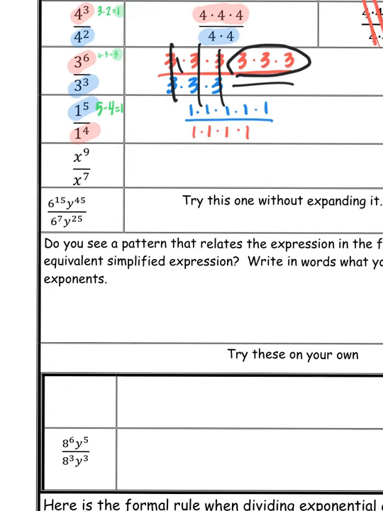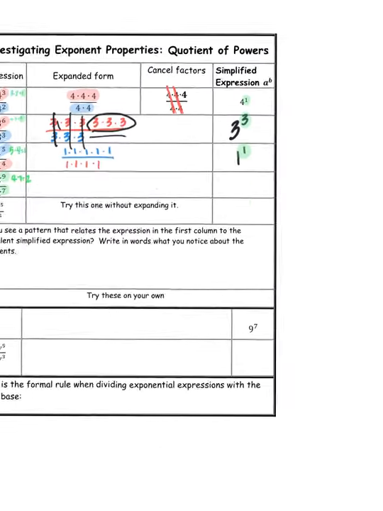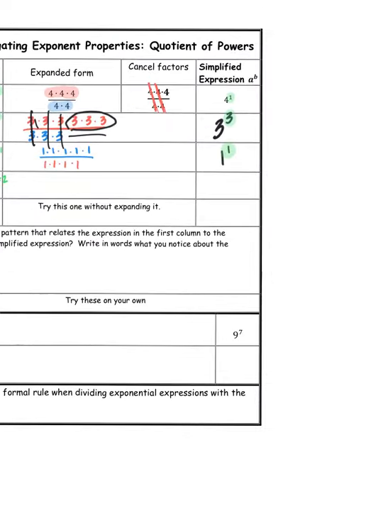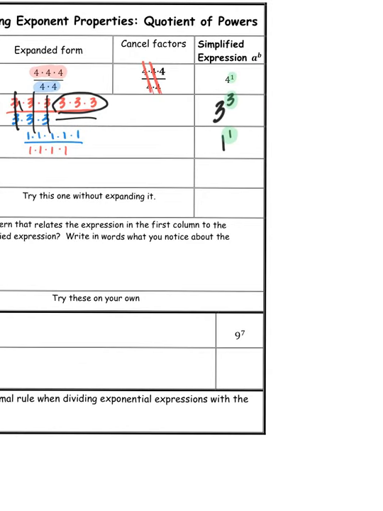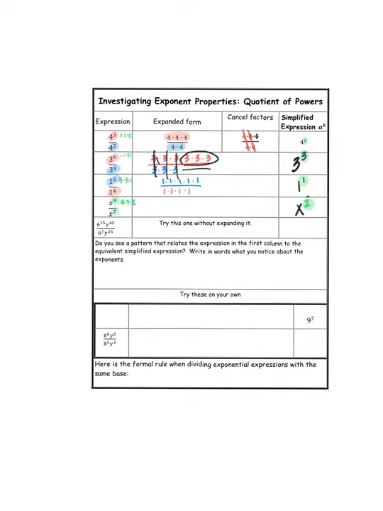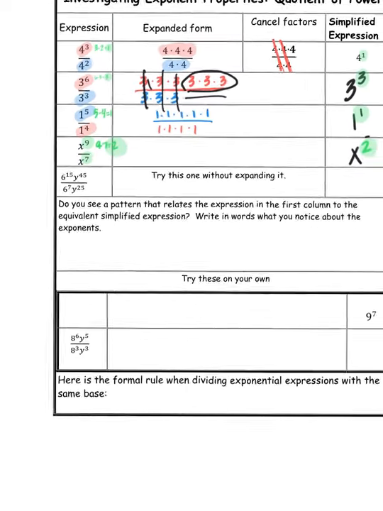Okay, and I'm not even going to write this one in expanded form. I am just simply going to subtract x to the 9th over x to the 7th. 9 minus 7 is 2. So then my answer is going to be x squared, because of that 2 and the 2 that I got here.